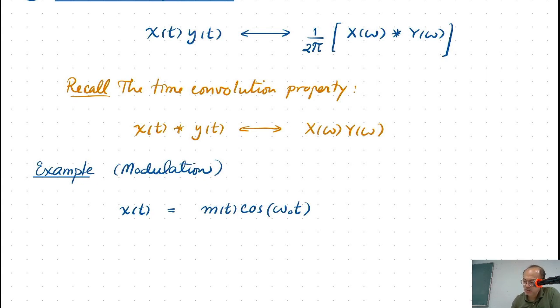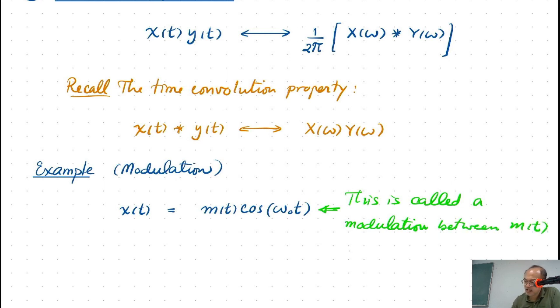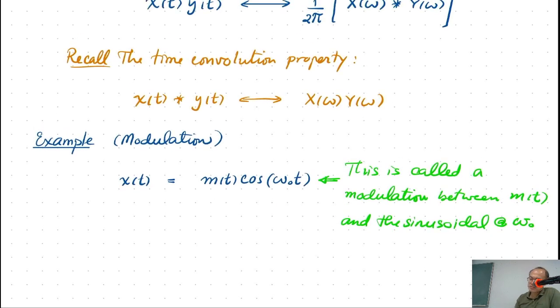This is called a modulation between m(t) and the sinusoidal at frequency omega 0. This is a modulation.